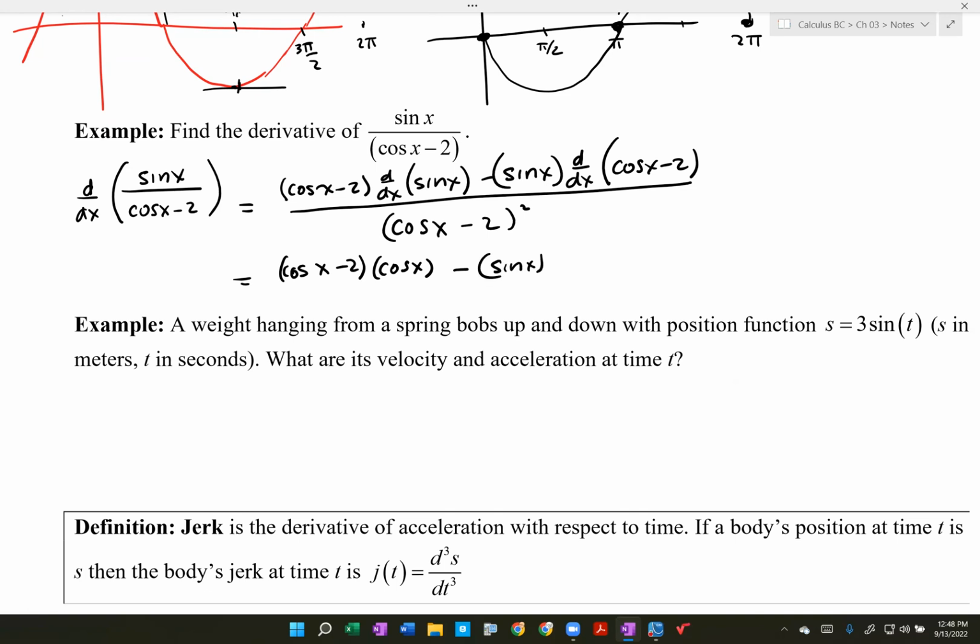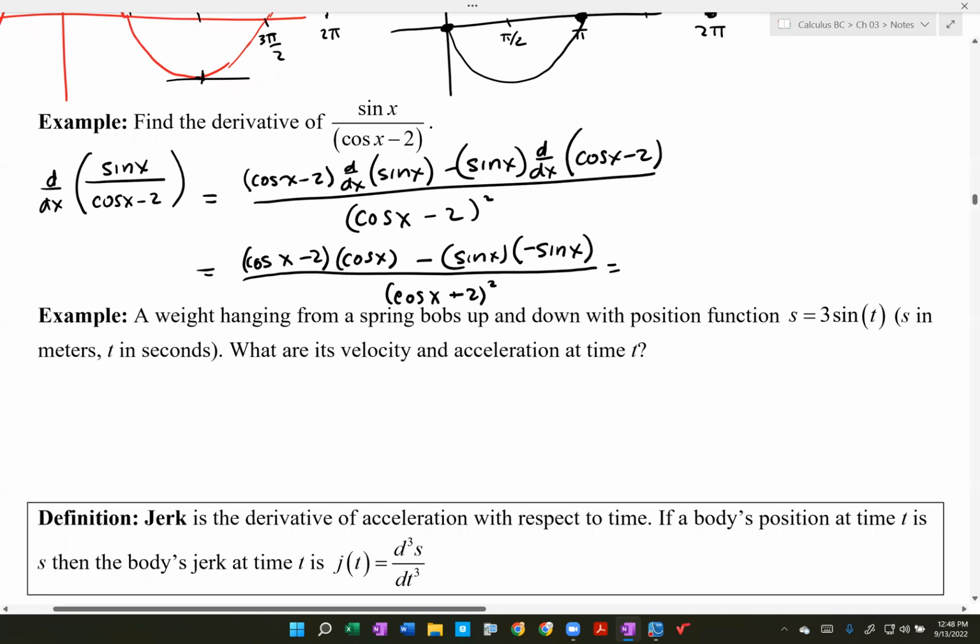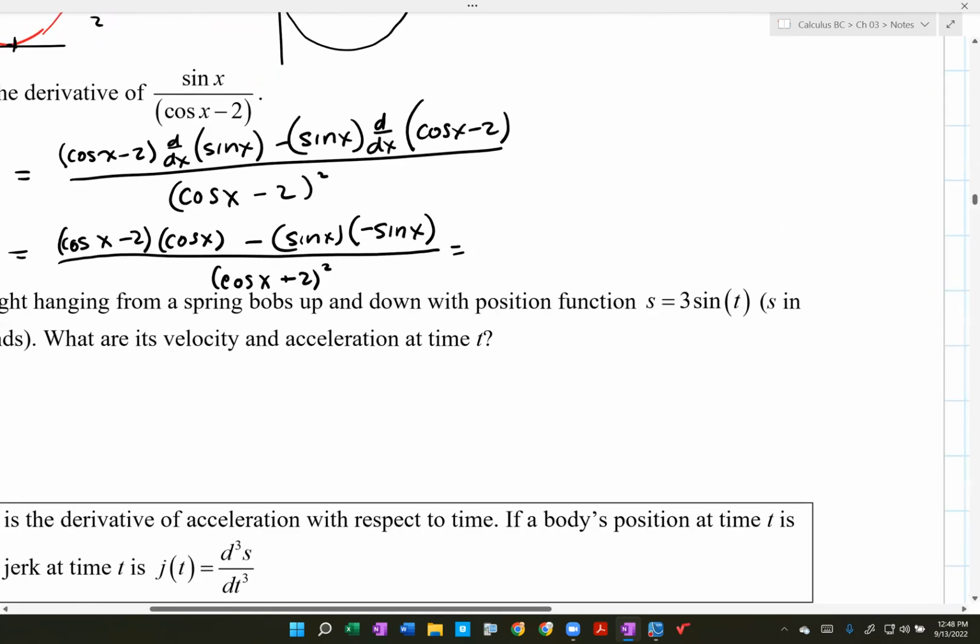What is the derivative of cosine minus 2? Well, the derivative of cosine, as we said, was negative sine. And the derivative of negative 2 is a constant, so that is just going to go away. That leaves me with the quantity cosine x minus 2 squared. Now, I would say in a normal situation, we'd be done there. But something nice is going to happen if we try to clean this up.